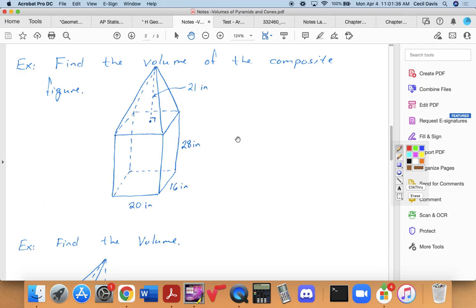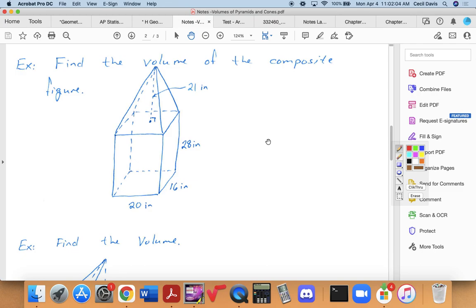All right. We will do some composite figures with these. The nice thing is that with composite figures and volume, it is always simply adding or subtracting volumes. If they're stuck together, you add their volumes together. If one of them is bored out of the other one, removed from one, you just take the volume of the bigger minus the volume of the smaller.